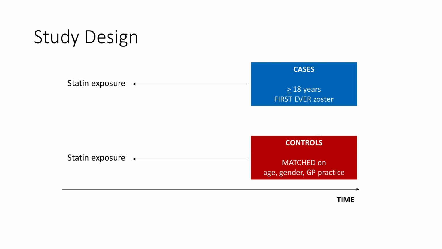We then looked back to determine if they had ever been prescribed a statin, the dosage of their most recent statin prescription, and the time since their last statin prescription. We used conditional logistic regression to estimate the odds ratios and 95% confidence intervals for statin use in relation to the outcome of an incident zoster diagnosis, accounting for a range of possible confounding variables. We also explored a potentially effect-modifying role of age at diagnosis of zoster on the relationship between statins and zoster.